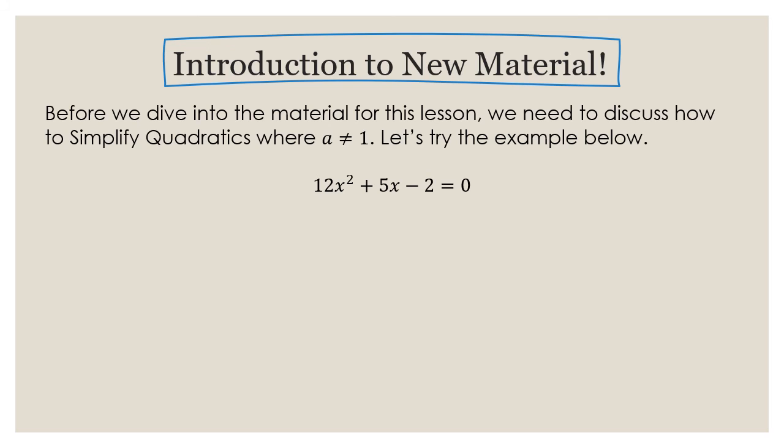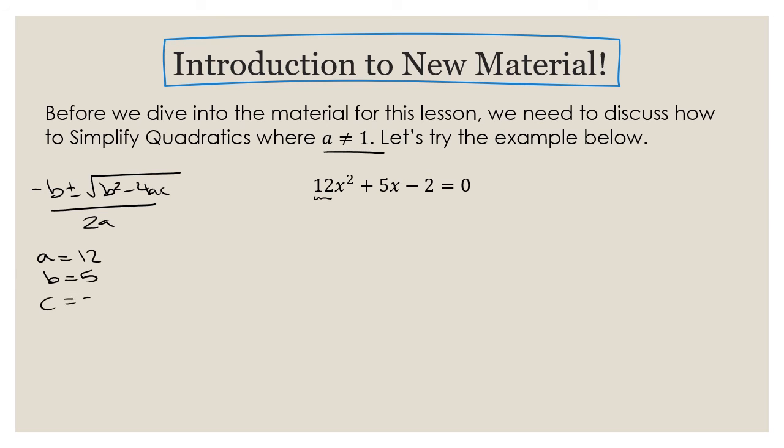Before we dive into the material for this lesson, we need to discuss how to simplify quadratics when a does not equal 1. So that's whenever this first number in the front is not a 1. Let's try this example here. Remember my quadratic formula, negative b plus or minus the square root of b squared minus 4ac all over 2 times a. A here is going to be 12, b is going to be 5, c is going to be negative 2. Let's plug into our formula: negative 5 plus or minus the square root of 5 squared minus 4 times 12 times negative 2, all over 2 times 12.